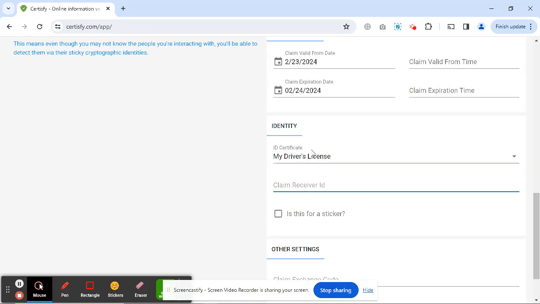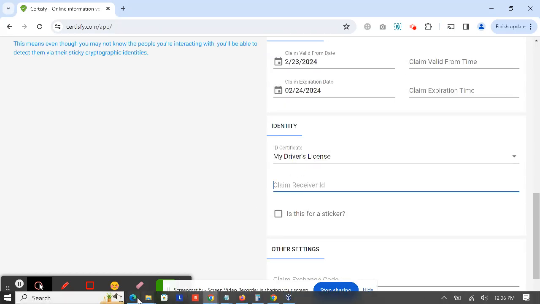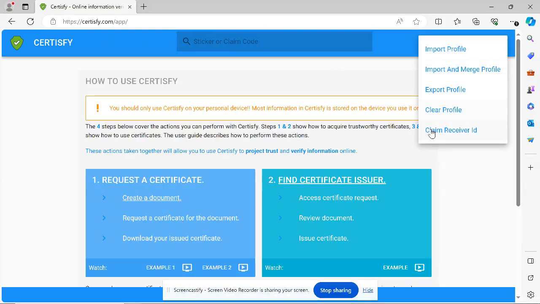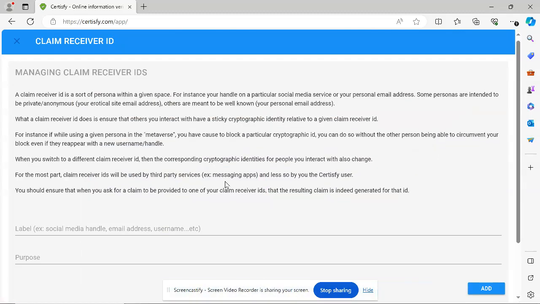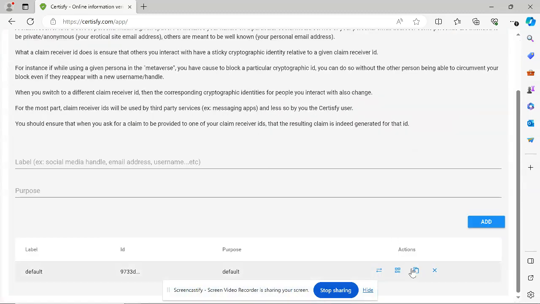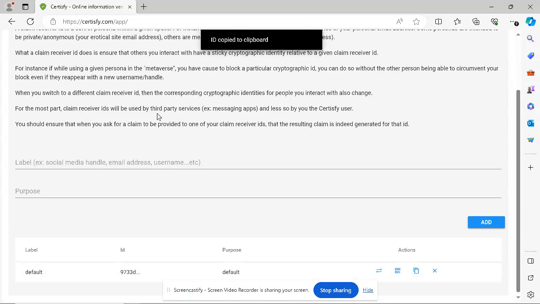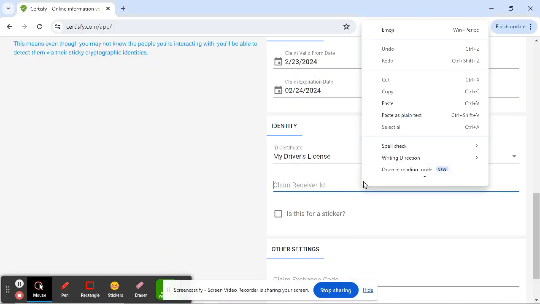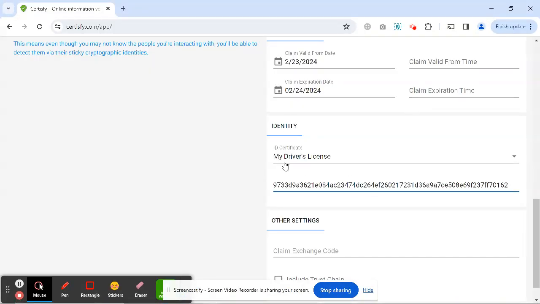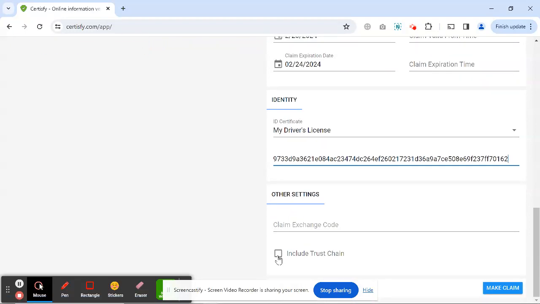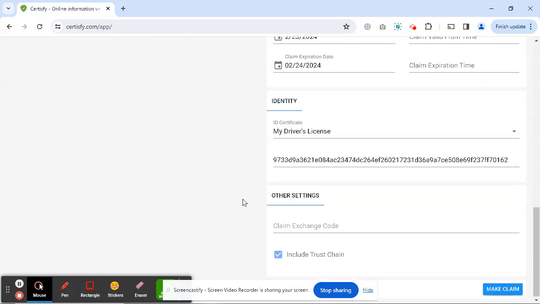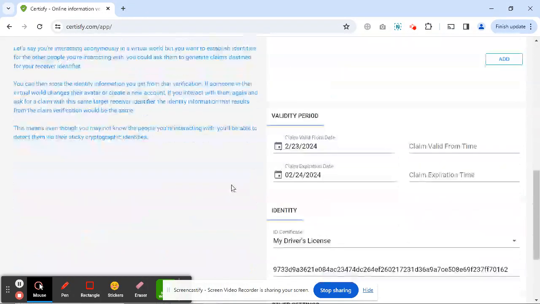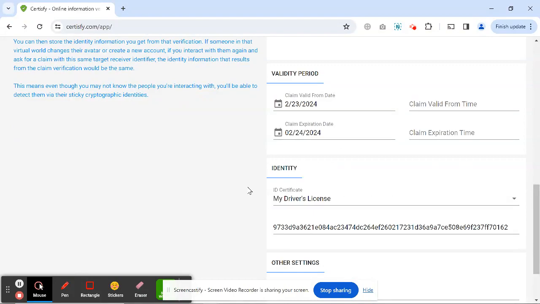So I'm going to switch to another window that represents a different user. This is a different browser and I'm going to get the receiver ID. All the information in Certisfy is stored locally in the browser. So I'll copy that ID here representing the person for whom I want to generate a claim, and I'm going to paste it in here. Then I'm going to include the trust chain because this certificate that I'm using is not in the registry. So I need to attach the certificate to the resulting signature.